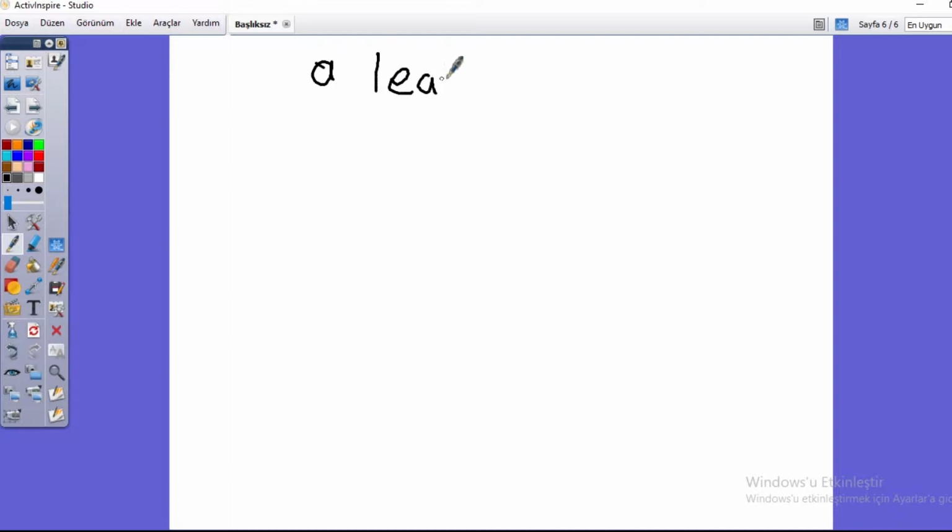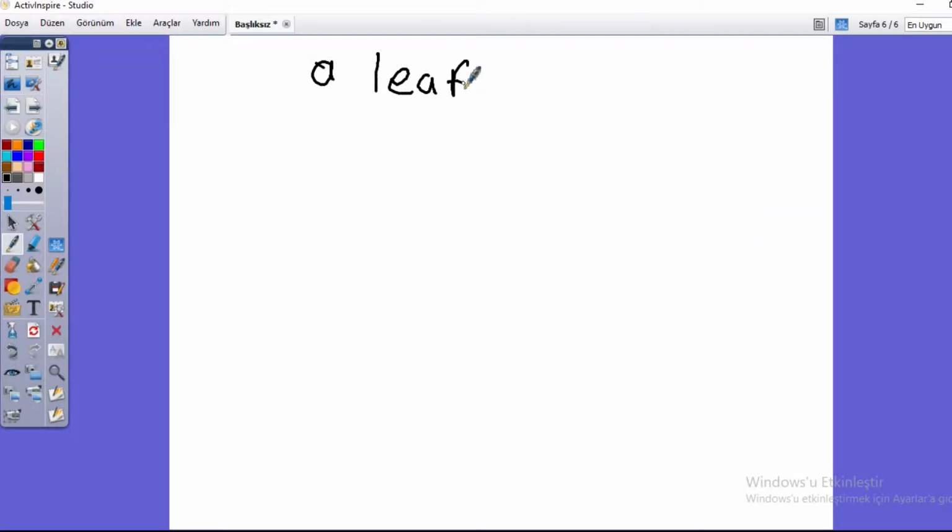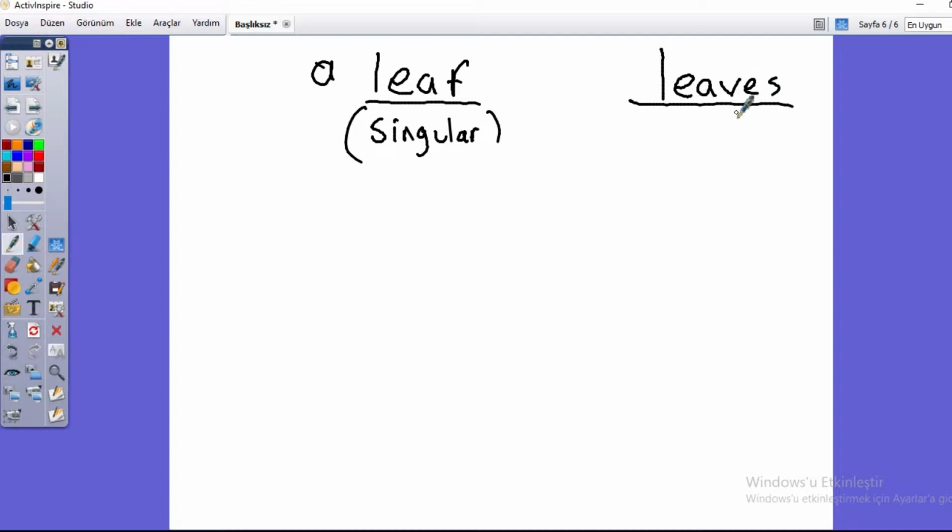a leaf. We see a leaf on the tree, right? The plural form is leaves. So here the F drops and we add V, E and S. Let's write it on the board. A leaf is singular and the plural form, leaves. So here the F drops and we add V, E and S.